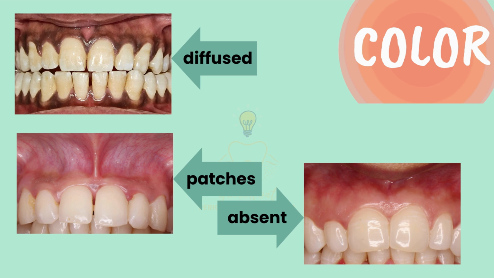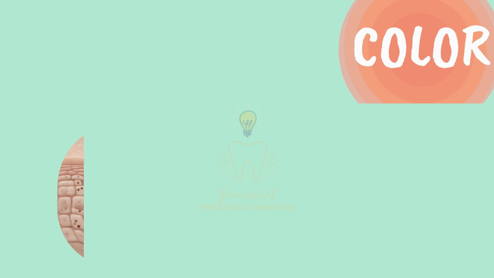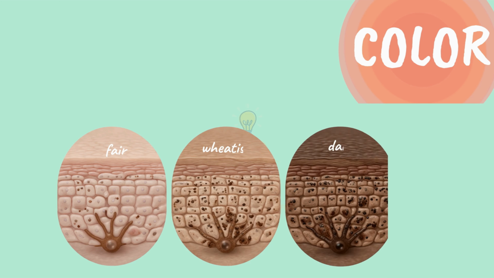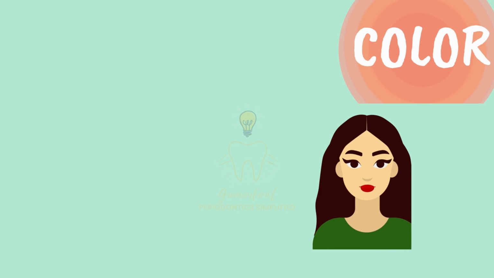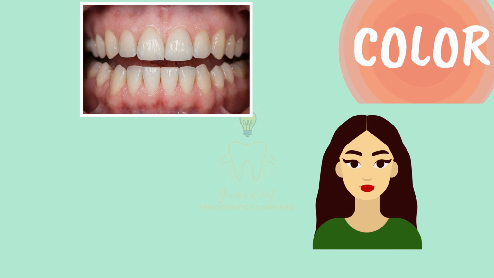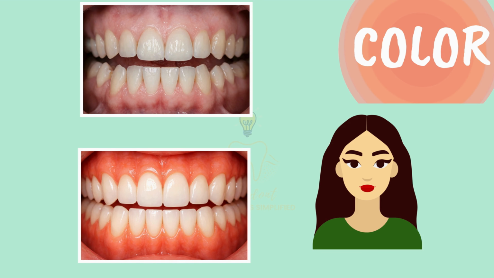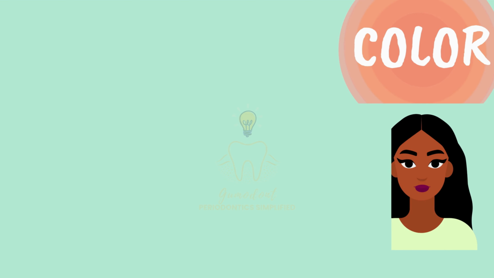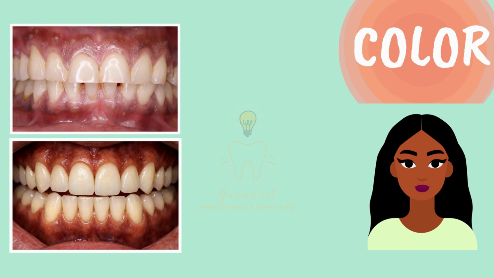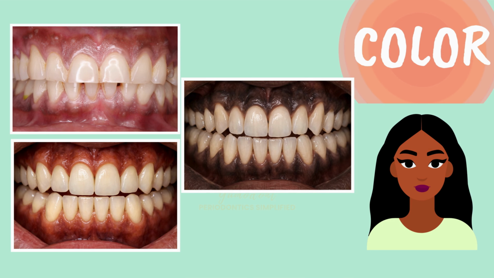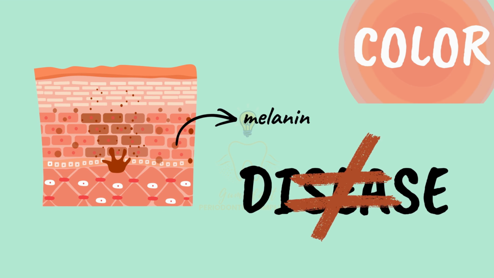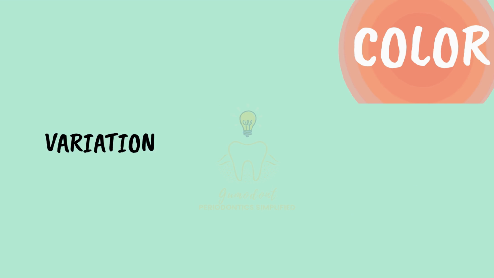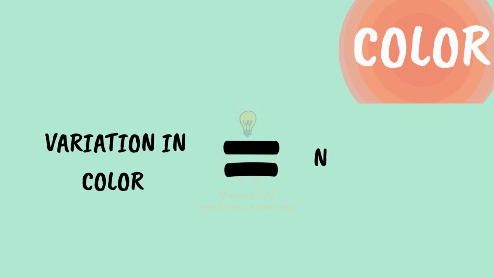Now, one more important point to note is that gingival color often correlates with cutaneous pigmentation. So, in individuals with lighter skin tones, it is usually pale pink or coral pink, whereas in darker skin tones, it may show brown, dark brown, or even blackish pigmentation. This is due to the melanin activity and not a sign of disease. Hence, the color variation is a part of normal gingiva.